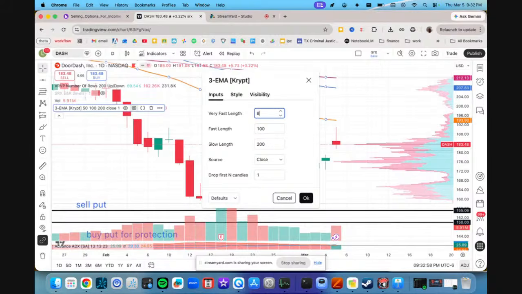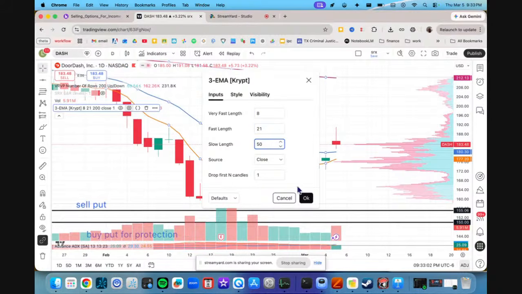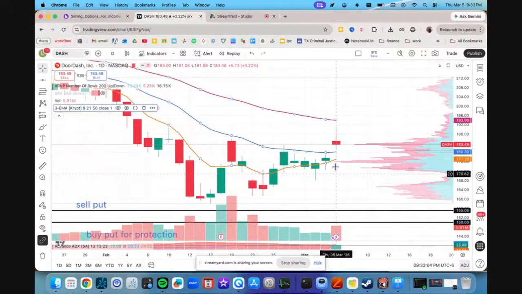If you go 8/21/50, that's another common one I use. You're going to see that we went above the 8 moving average here, and we came close to touching the 21 moving average. So this was actually a possible position that I recommended to members. You could also see a support line around the 160. So 160 bounced, touched again around 160, bounced. And now we have a momentum move.